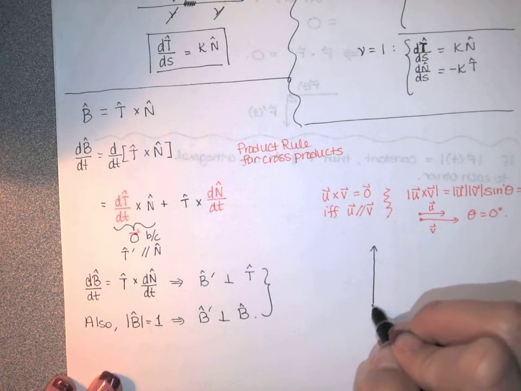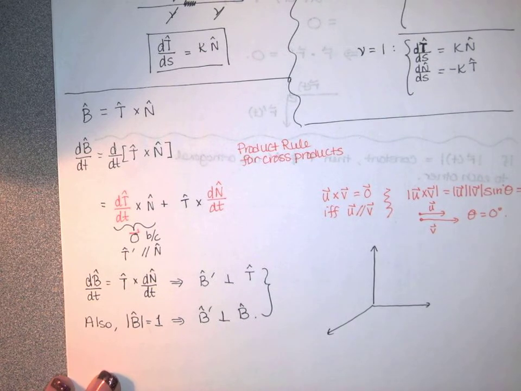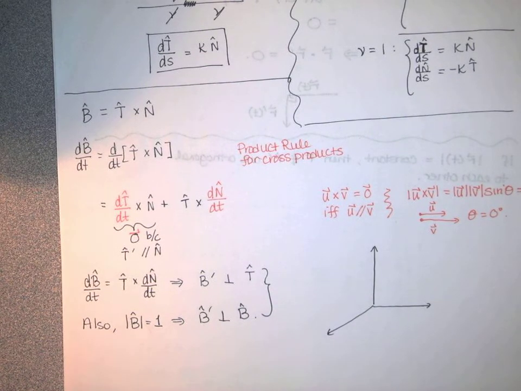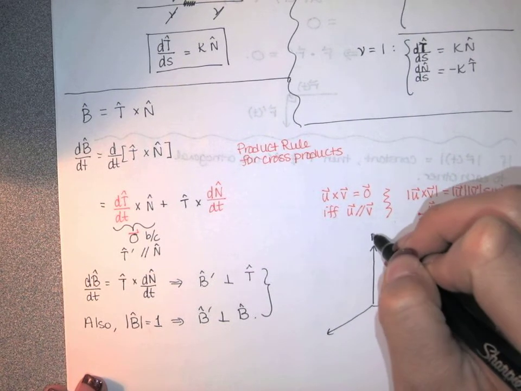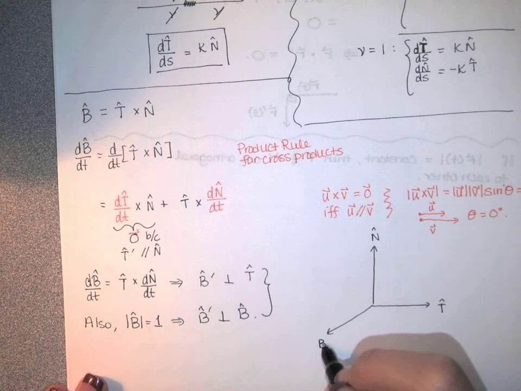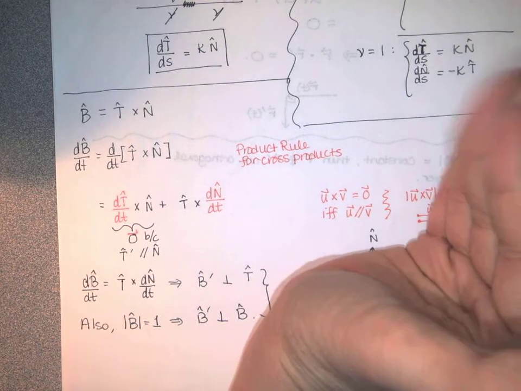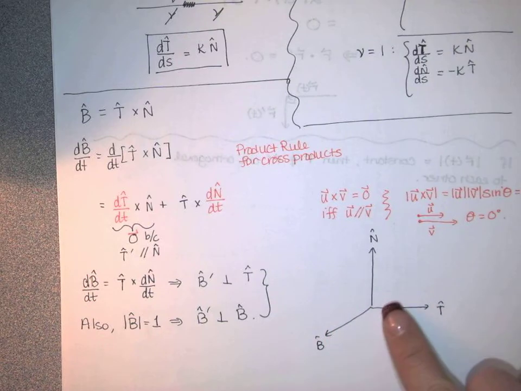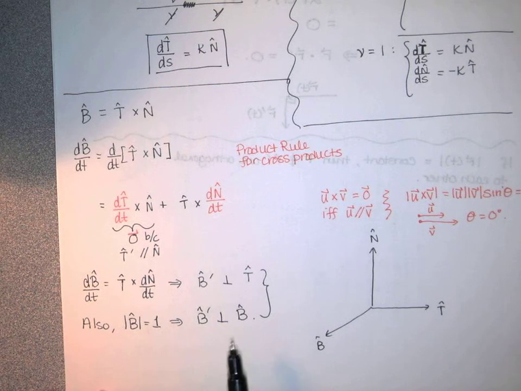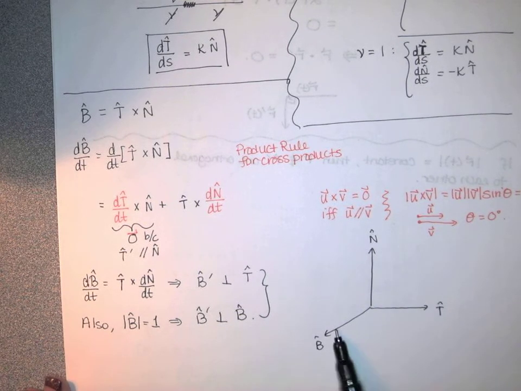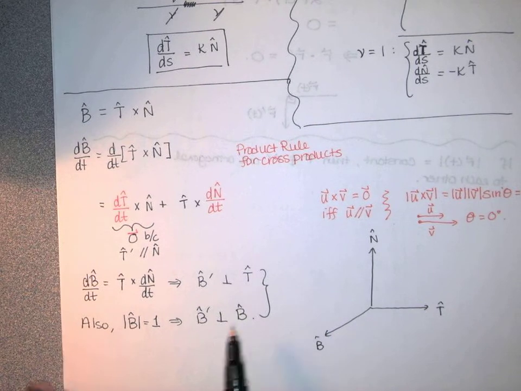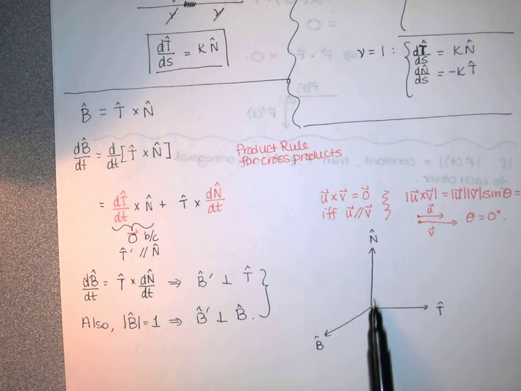Let's look at our picture. Now I'm going to draw it a little bit differently. I'm going to say this is my t hat, this is my n hat, and then this is my b hat. By the right hand rule, if that's t hat and that's n hat, b hat's going to point out of the page. So that's supposed to be pointing out of the page at us, but I've drawn it at an angle so that we could see everything that was going on. Now according to this, the derivative of b hat is perpendicular to this plane, or this line and this line. Well, if it's perpendicular to this one and this one, it has to be parallel to n hat.